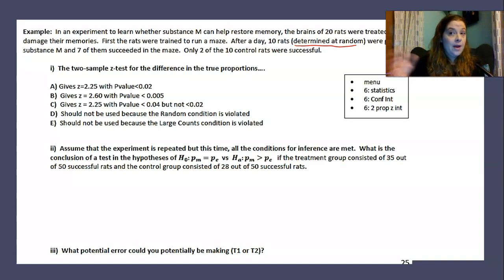Now, in the future, you might have to check that. So don't be like, oh, we never have to check that for this. That's not true. It's only when you are taking samples. Okay, so that's not an issue here.